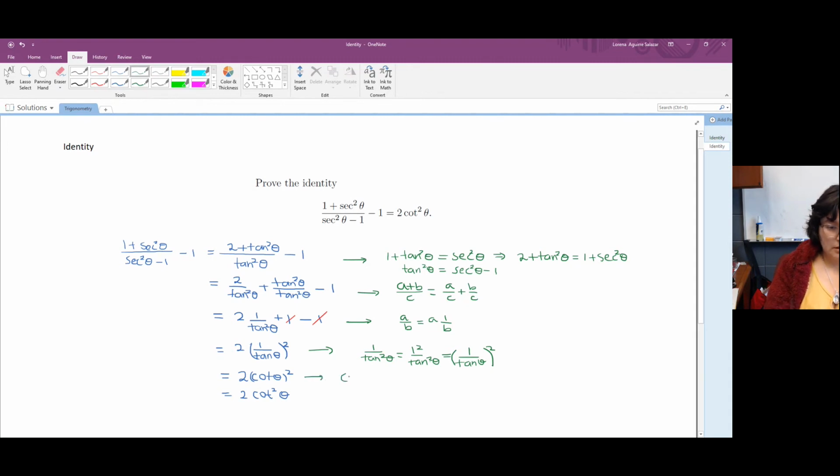Here we used that cotangent is the reciprocal of tangent, and here we used notation. Cotangent of theta, all that squared, is written as cotangent squared of theta. And that's the end of this problem.